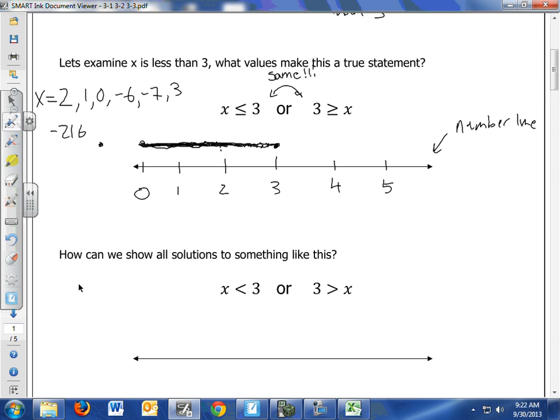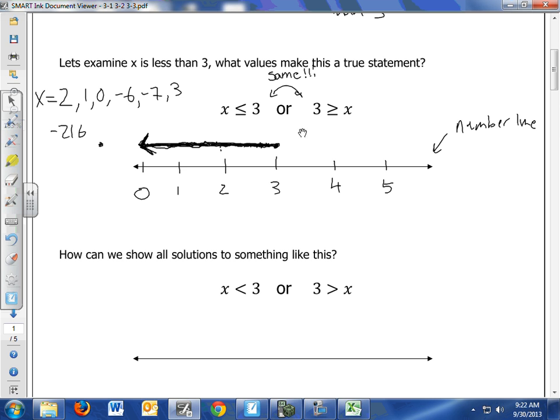All right, we're drawing a line. This shows all those possible solutions. But what about -216 all the way over there? How can I show that one? An arrow, Mr. Jacoby. Beautiful. An arrow says everything even to the left of that 0 is also a solution. So we draw an arrow.